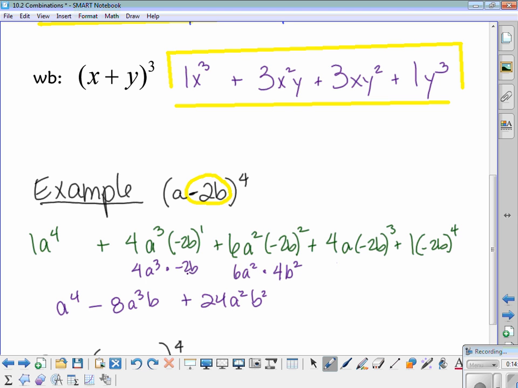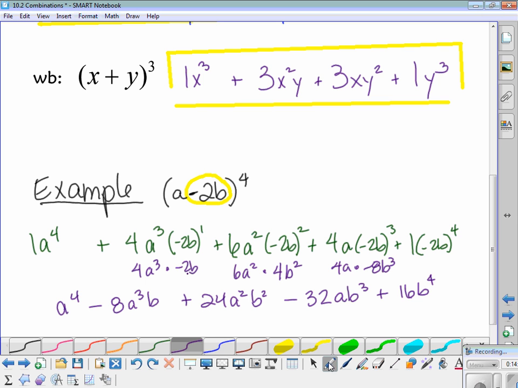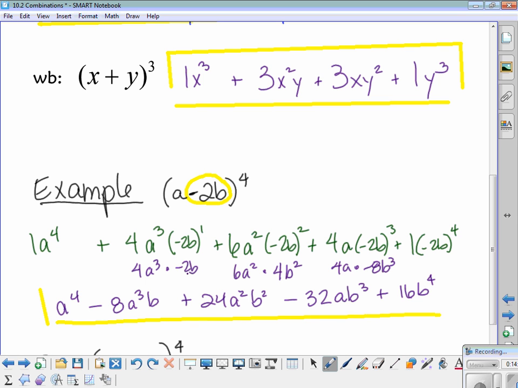All right, then over here I've got 4a, and what's negative 2 to the 3rd power? Negative 2 times negative 2 times negative 2? Negative 8, and b cubed. So 4 times negative 8 is negative 32, and then a b cubed. And then finally, negative 2 to the 4th power is 16, and then we have b to the 4th. All right, so any questions on what I did there?